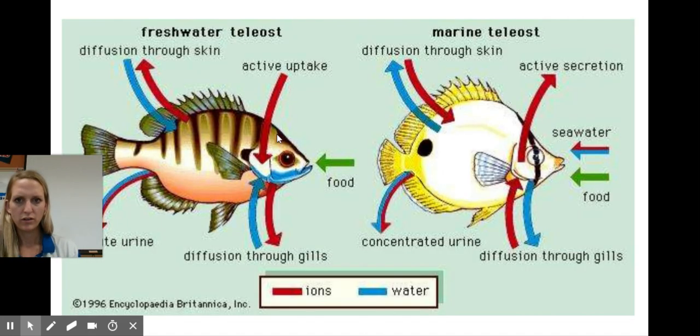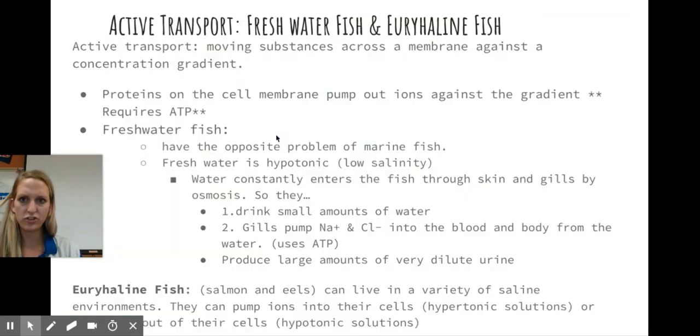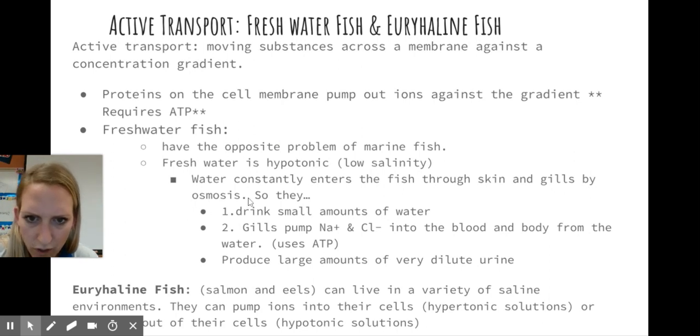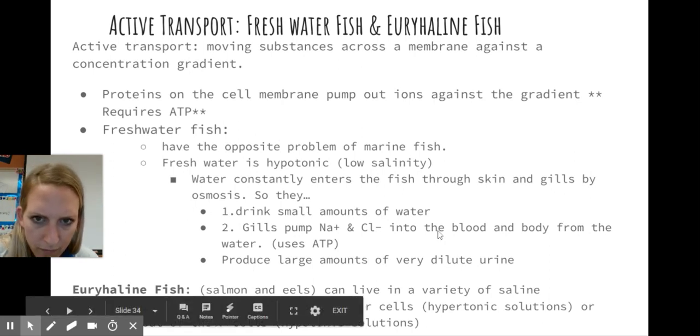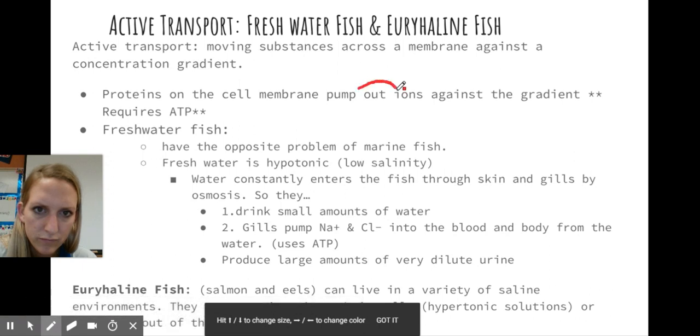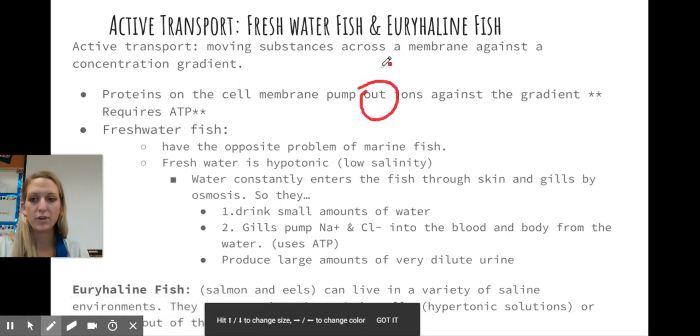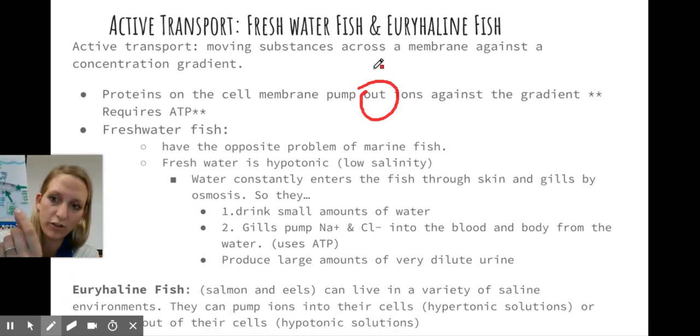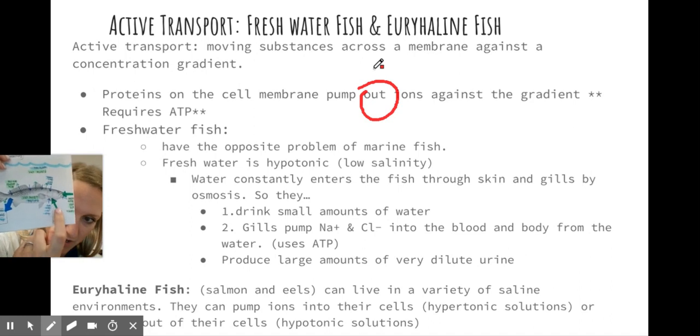Hold on. This is marine fish. Freshwater fish, they're not pumping ions out. Let's change that. They're going to pump them in because they're losing. They're losing, so they're pumping it in. This is my fresh water. They're pumping it in.